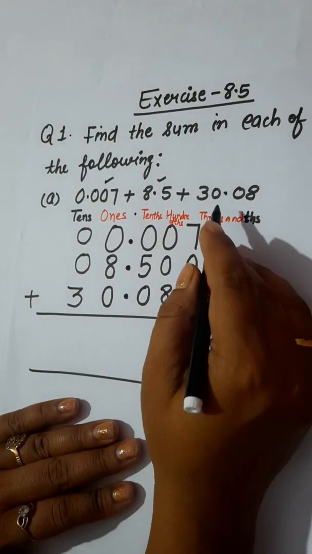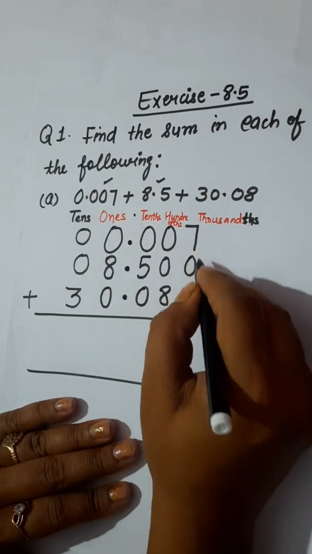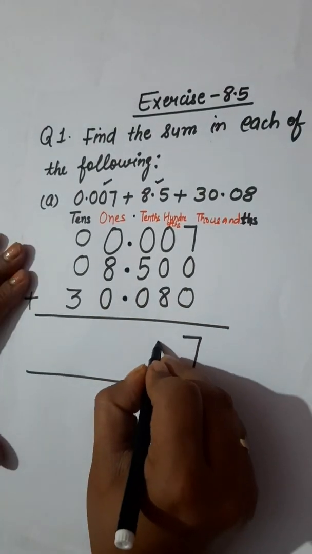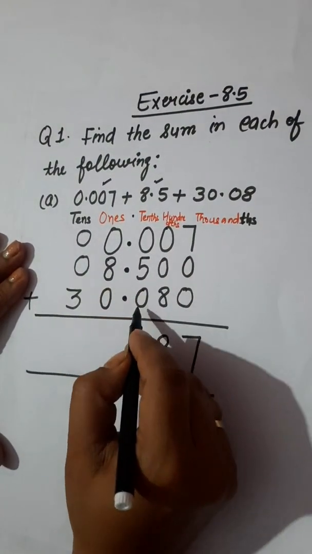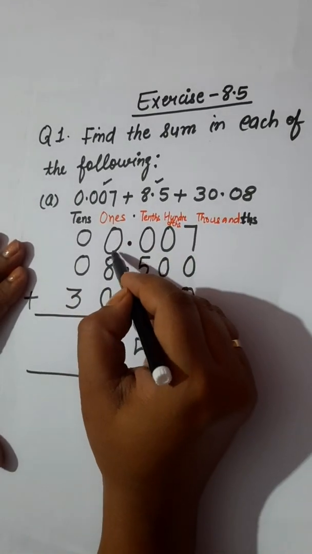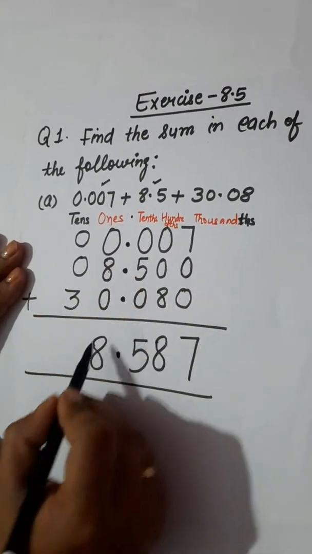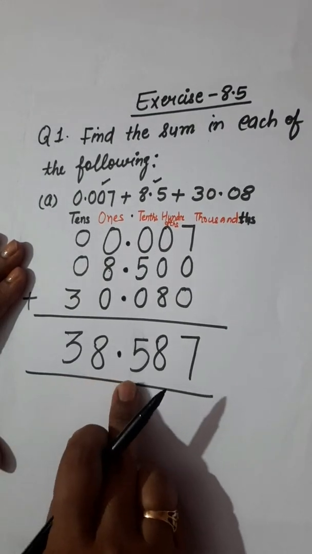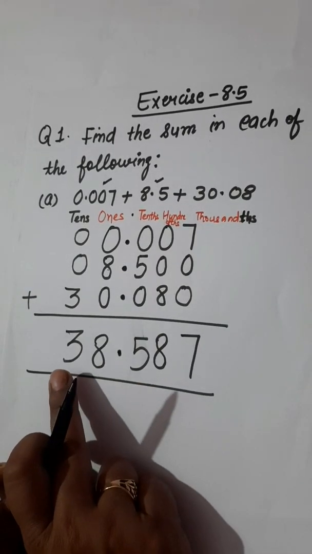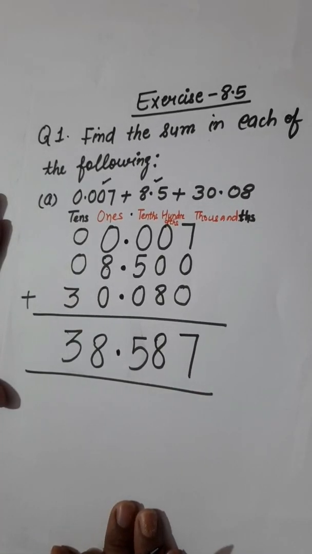So as per the question you have to write the numbers below the places. Now here we have 7 plus 0 plus 0, that is 7, then 0 plus 0 plus 8, then 0 plus 5 plus 0 which equals 5. Then put the decimal. 0 plus 8 plus 0 is 8, 0 plus 0 plus 3 is 3. After adding the numbers you have the answer 38.587. So this is your part A.